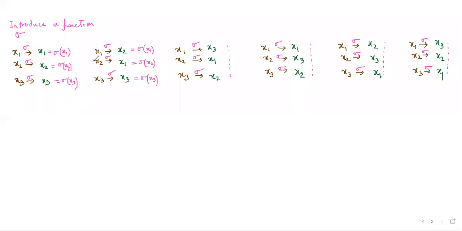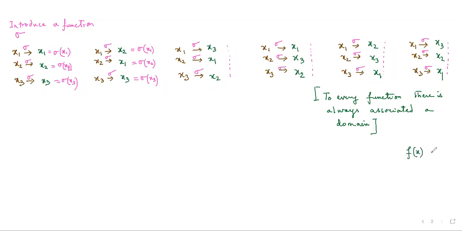Okay. Now we have introduced a function over here. Because we know that to every function there is always associated a domain and a range. First of all, when we talk about a function, we have to be very clear about the domain of the function. For example, if someone writes f(x) equal to x square, this doesn't bear a meaning.